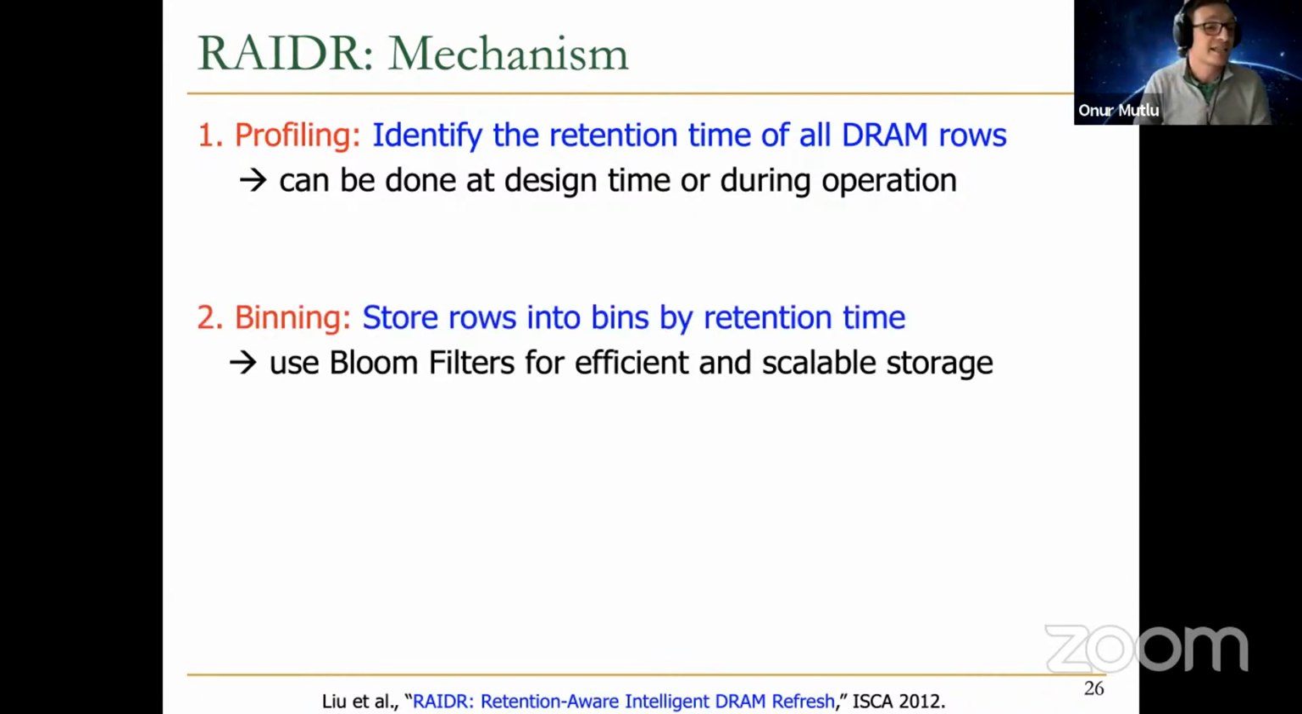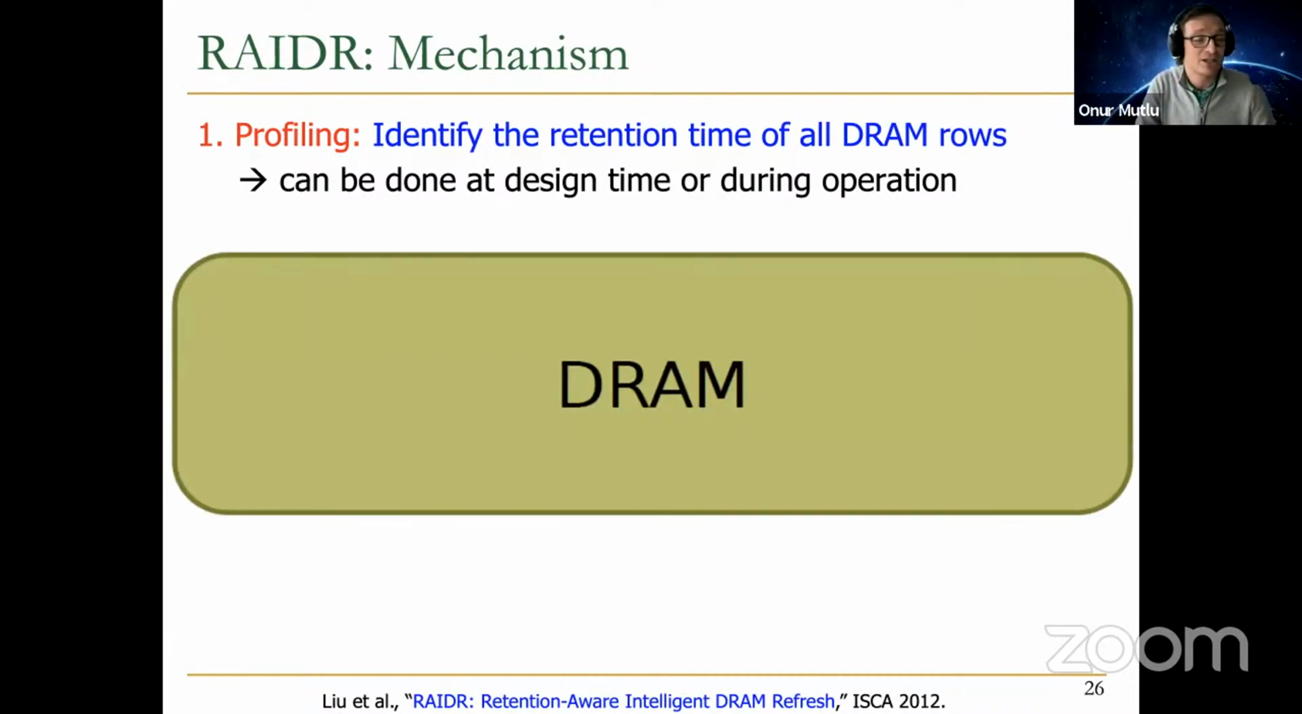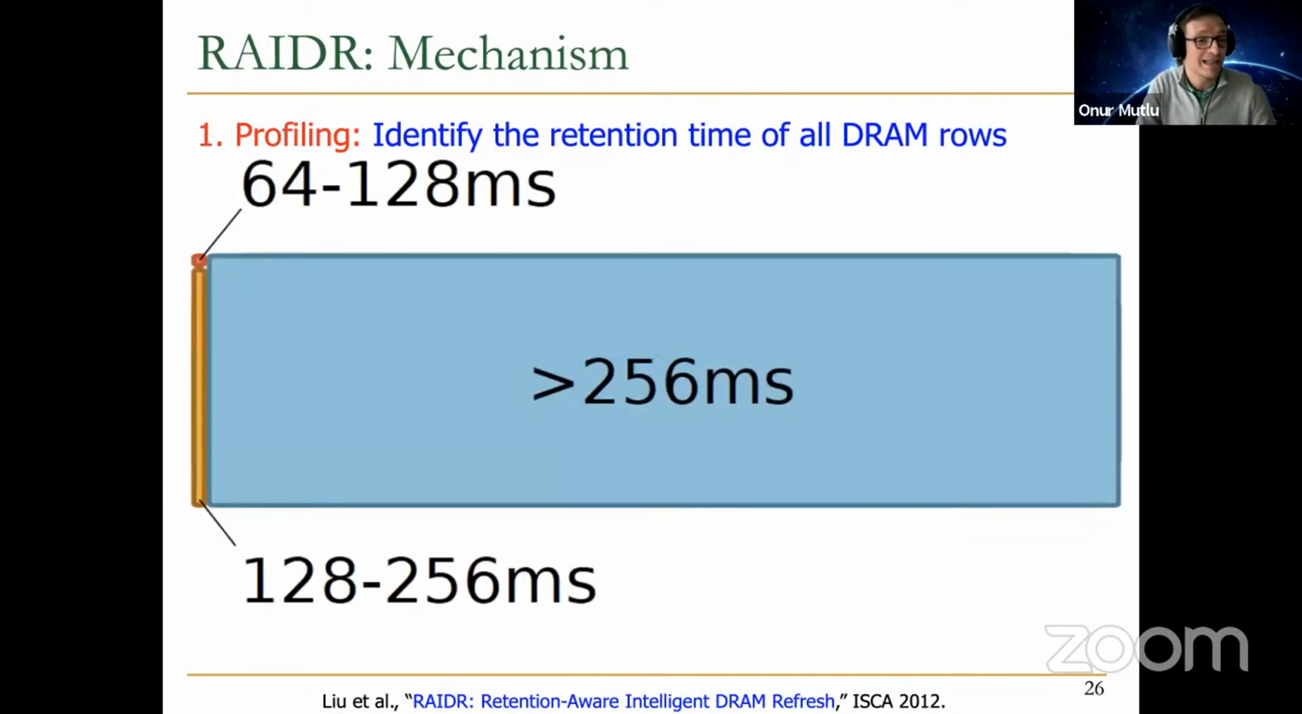And the second is binning. You can store rows into bins by retention time. And for that, we're going to use a data structure called Bloom filters, which I hopefully will get to describe to you at the end of this lecture if we have time. Otherwise, I will refer you to another lecture, but this is important, I think, so I'll try to get to that. So basically, we're going to look at DRAM. We're going to profile and find out this information that I've mentioned, and we're going to store this information in a compact way, such that we represent which rows are in which set.